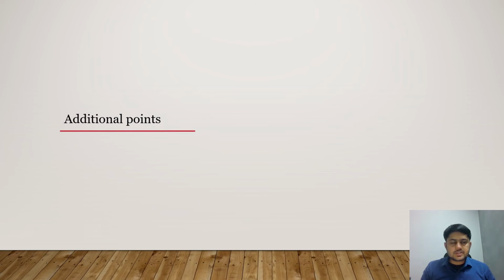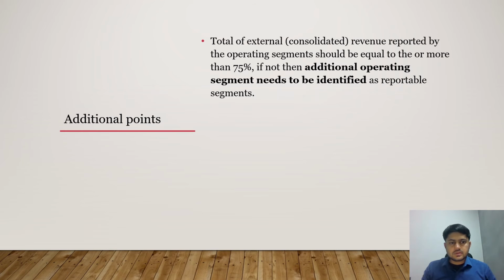So there are some additional points. Let's see the first one. The total of external consolidated revenue reported by the operating segments should be equal to or more than 75%. If not, then additional operating segments need to be identified as reportable segments.